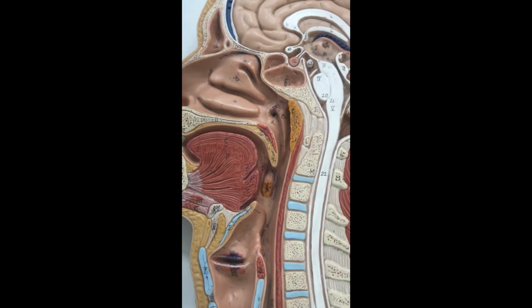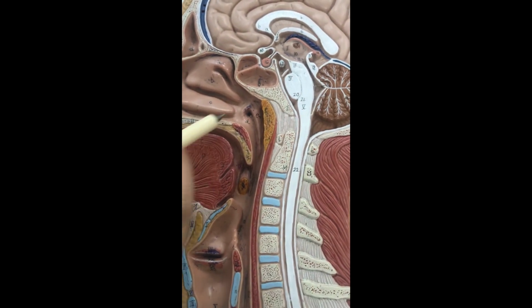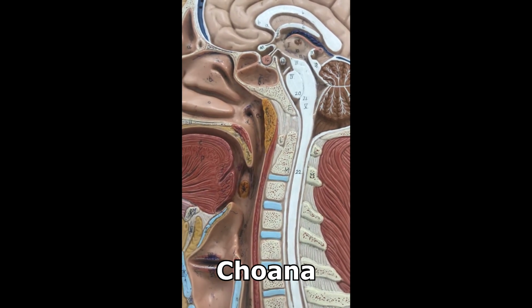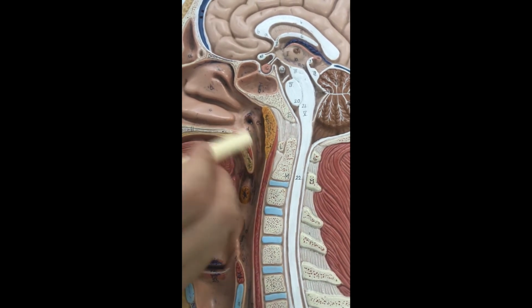Now we'll talk about an imaginary plane located over here. This imaginary plane is known as the choanal plane. It's an imaginary plane, and it forms the entry to the nasopharynx.